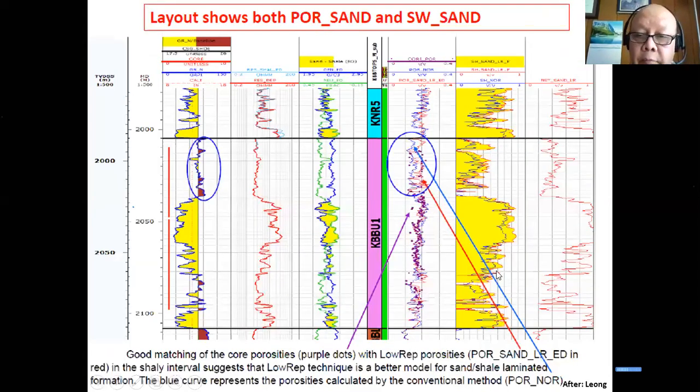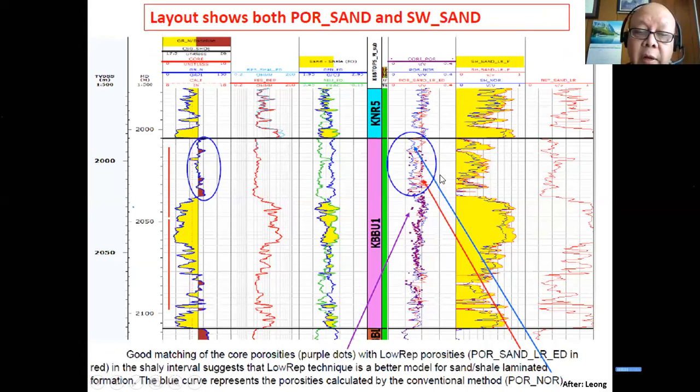So again here, the same here, it's a good matching of the core porosity in purple dots. Purple dots are the core porosities, and then low rep is the low resistivity module from TechLock. So we compute a porosity of the sand, and they are matching very well. And this blue color is a standard evaluation.